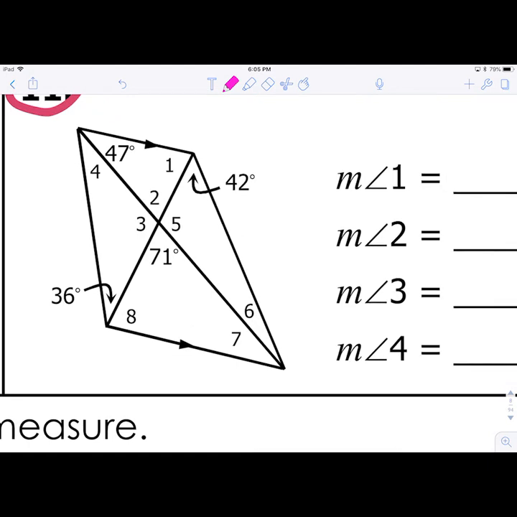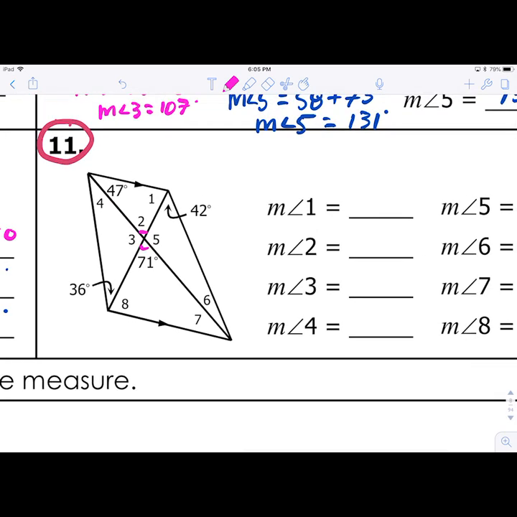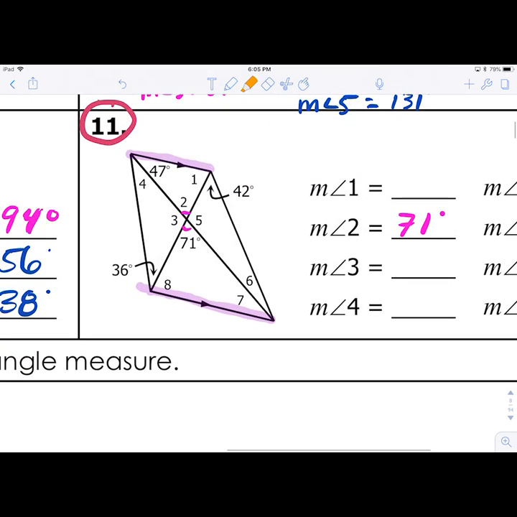Right off the bat, I can already tell that we have some relationships in here, such as the measure of angle 2 and the 71 degrees, they're vertical, right? So the measure of angle 2 is going to be 71 degrees. What else do I know? I got some parallel lines. Let me highlight them for you, and let me highlight those transversals in a different color.